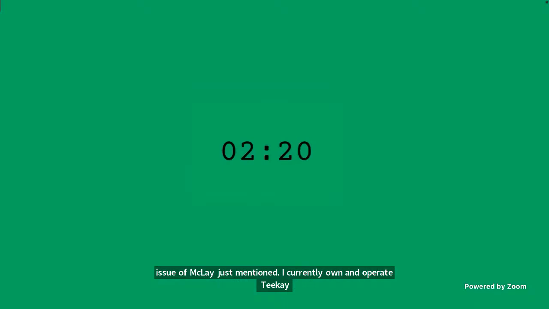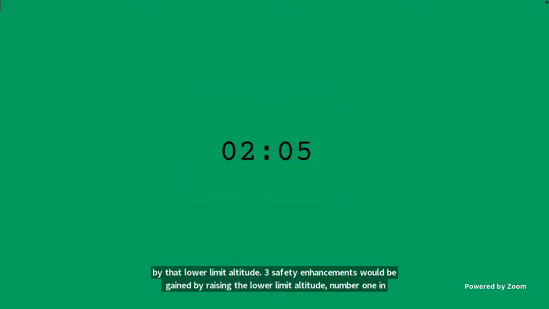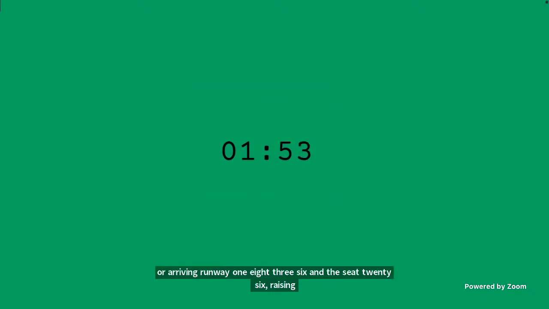Three safety enhancements would be gained by raising the lower limit altitude. Number 1, in case of engine failure while departing or arriving runway 18/36 at Tennessee 26, raising that lower altitude 300 feet could potentially provide an extra mile of gliding distance to reach a safe landing zone and exponentially raise operational safety. Number 2, raising the lower limit would also reduce TCAS events when departing from Tennessee 26 that would unnecessarily cause overhead traffic to respond to TCAS RA. 1,500-foot climb in less than a minute is what my airplane can perform.